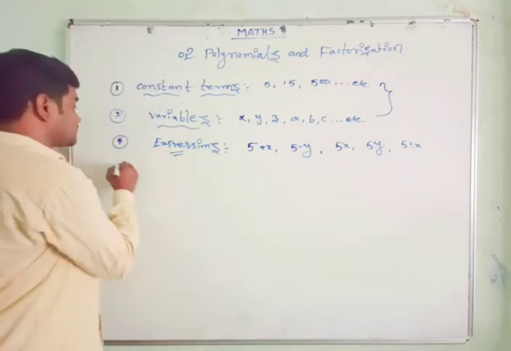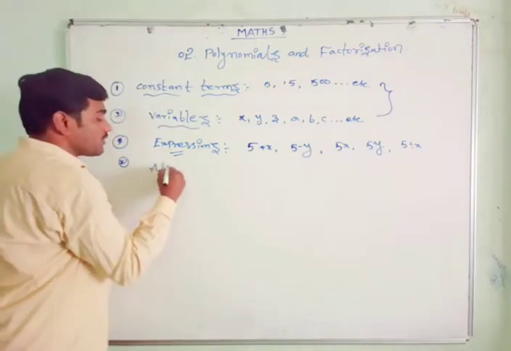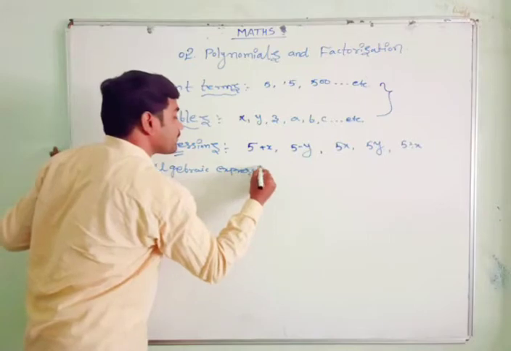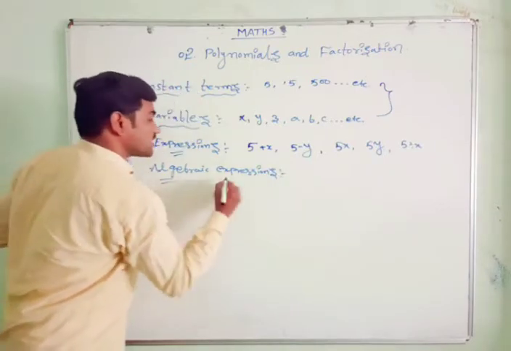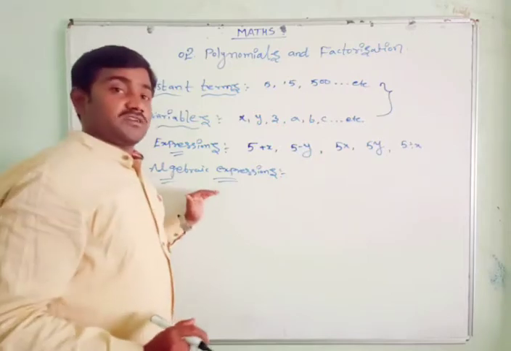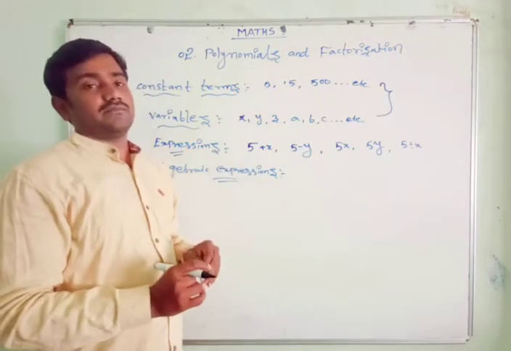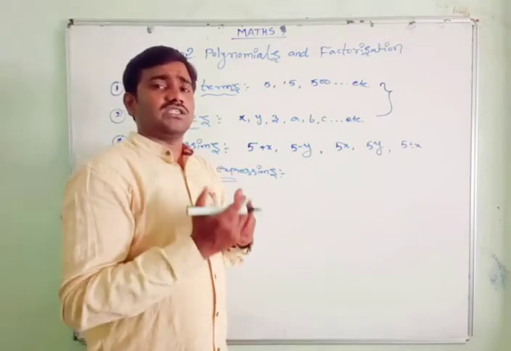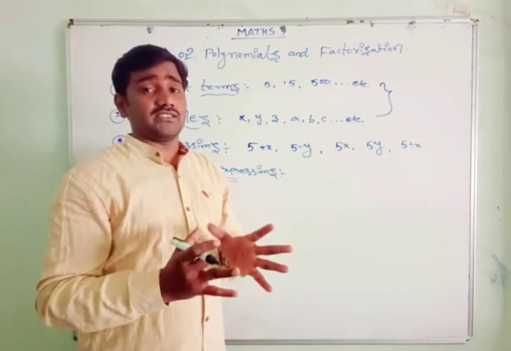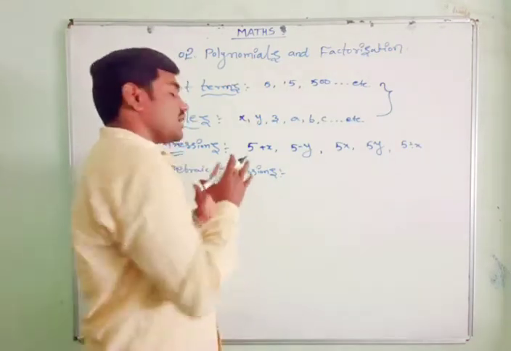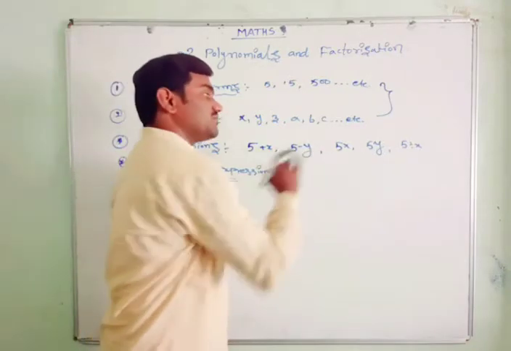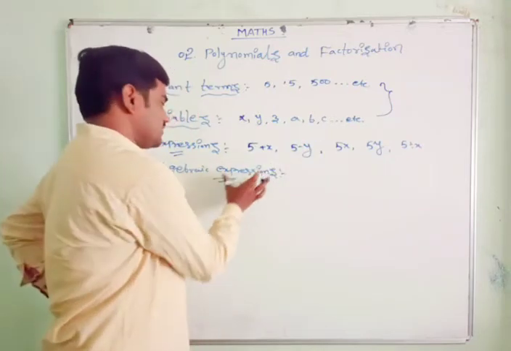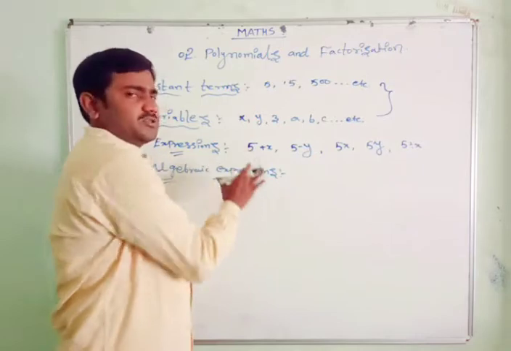So next, after these expressions, we need to learn about algebraic expressions. What is the meaning of an algebraic expression? This we are learning from the 7th class. The combination of variables and constant terms which are connected by the arithmetical operations is known as an algebraic expression. The same definition will come here. Either expressions or algebraic expressions, both are the same.